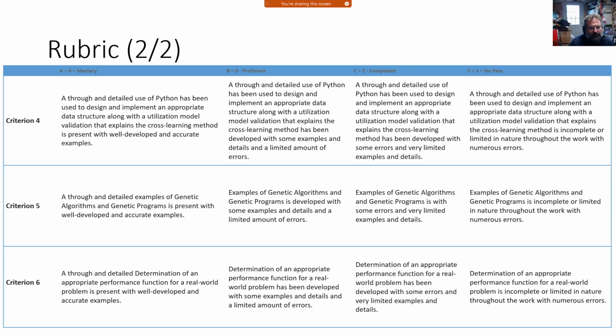A thorough and detailed example of genetic algorithms and genetic programs is present, and a thorough and detailed determination of an appropriate performance function for use in a genetic algorithm for a real-world problem is present and well developed and has accurate examples. So, what I would strongly suggest is merging together and doing a little editing of all the stuff you've done throughout the course. It does build on it, it does tie it together. This need not be totally new work. It's more about editing, turning it into a single artifact versus going out and doing a whole bunch of work that's likely going to be quite extensive to do.